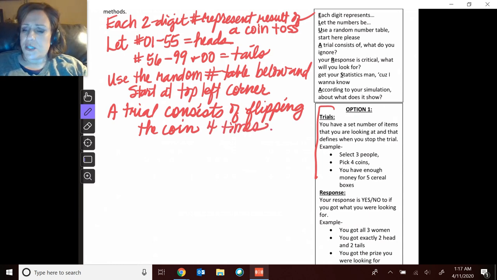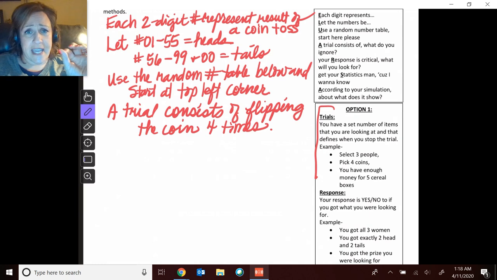Okay. Do we need to ignore any two-digit numbers? Okay, I think I have them all accounted for, 01 to 55. Yes, I have 100% of the two-digit numbers represented. So I don't think we need to ignore any digits. And then also think about repeats.